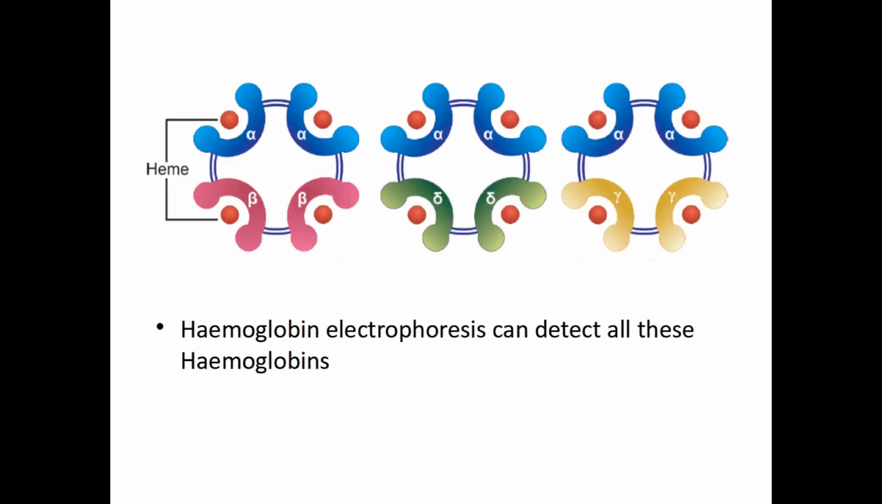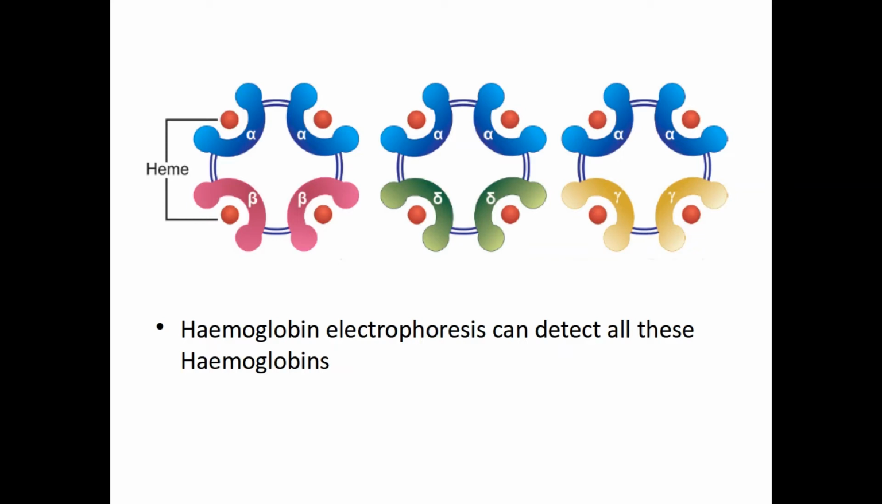In this graphical representation, the red dots that you see are heme, and the rest of the circle that you are seeing, those are the 4 globin chains. So the first one to your left has 2 alpha and 2 beta chains, so obviously that is hemoglobin A. The middle one has 2 alpha and 2 delta globin chains, so obviously that is hemoglobin A2, and the last one has 2 alpha and 2 gamma chains, and hence that is hemoglobin F or fetal hemoglobin.